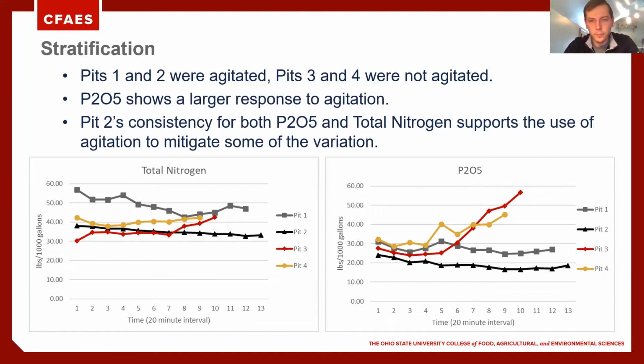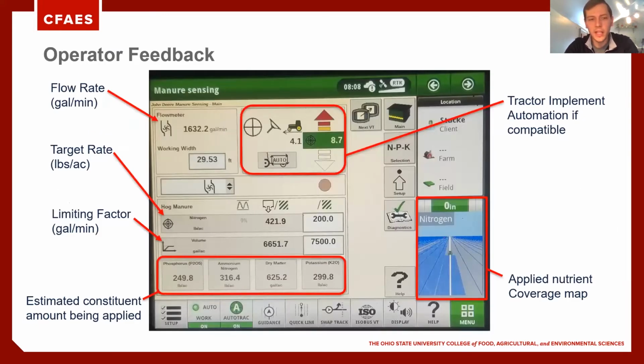I want to keep this short, but I want to show what the sensor was able to provide, not only after the fact, the maps and such, but the operator feedback in the cab, which I think is really cool. You're getting your flow rate, and then it's estimating your constituents down there in the bottom box. And you actually have an applied nutrient coverage map. It's a screen similar to that of harvesting or planting. I think that's pretty cool. It's on par with those things that we're used to.